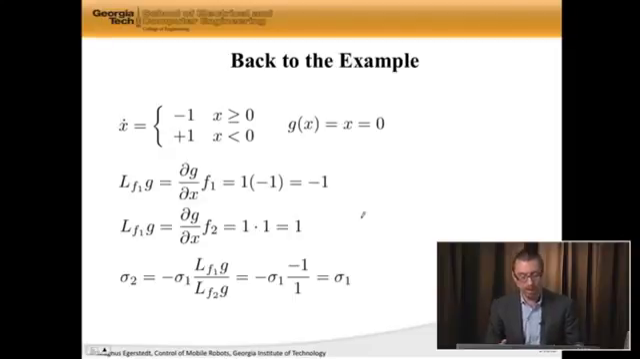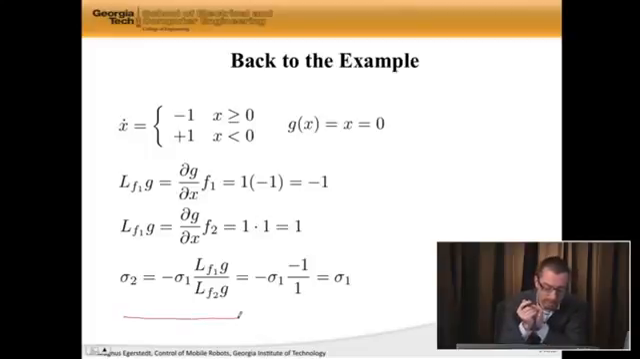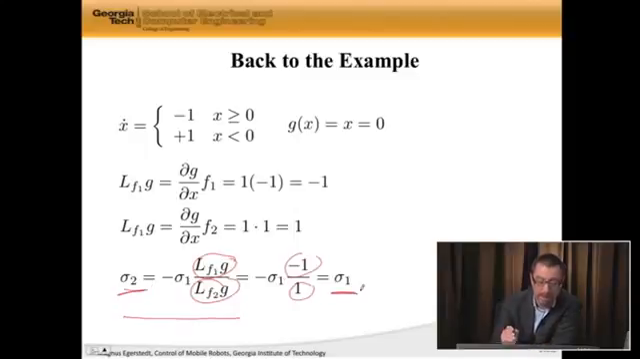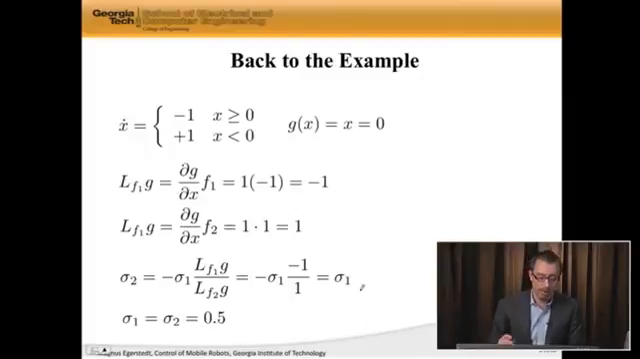Okay, so now let's try figuring out what these sigmas should actually be. Well, we had a formula for sigma 2. It is equal to negative sigma 1, and then these two Lie derivatives divided by each other. Well, this was negative 1, and this was plus 1, so sigma 2 is simply equal to sigma 1. Rather simple, right? But what are they? Well, recall that they need to sum up to 1, which means that they both have to be a half.